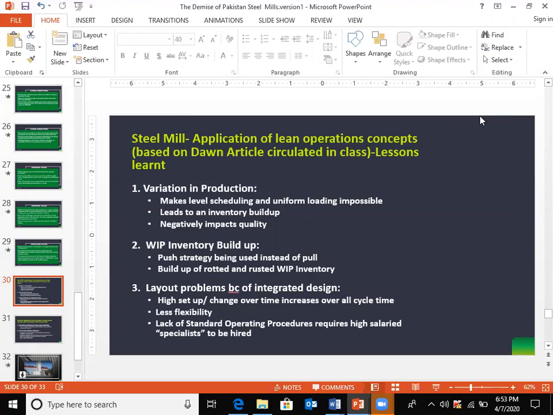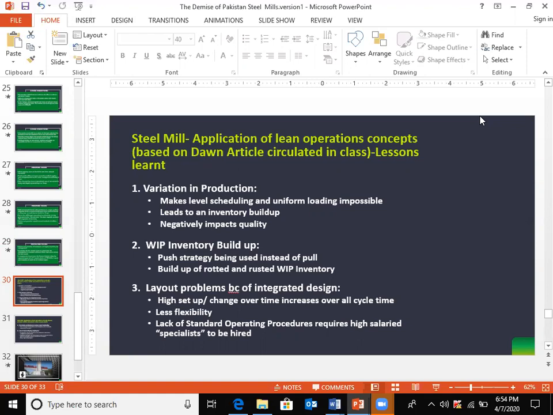Also, because of this variation and these changes in leadership and corruption, there has been a lot of work in process inventory buildup, which basically means inventory that is not raw material and not finished goods, but somewhere half-made goods. There are a lot of those. And once the steel mill stopped operating all of a sudden, or went through periods of lulls where there was very little production, what happened, unfortunately, was that the raw material ended up rotting and rusting, which was a big loss to the steel mill.